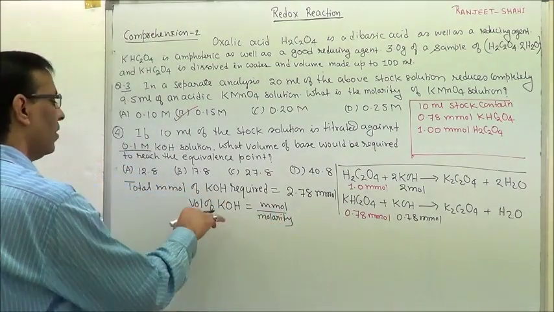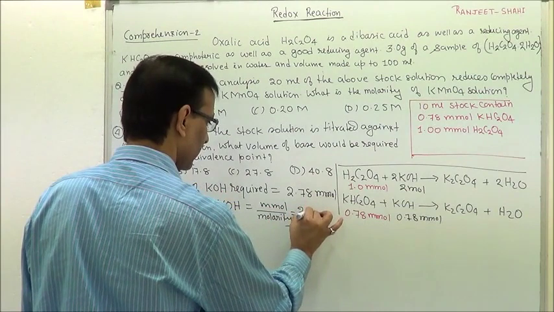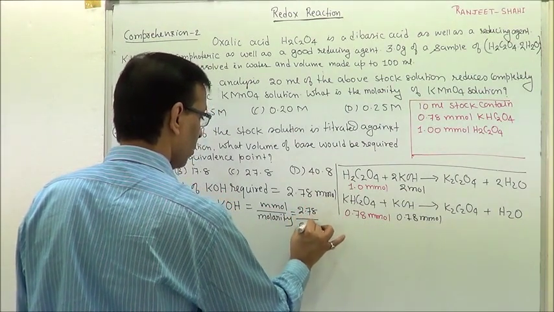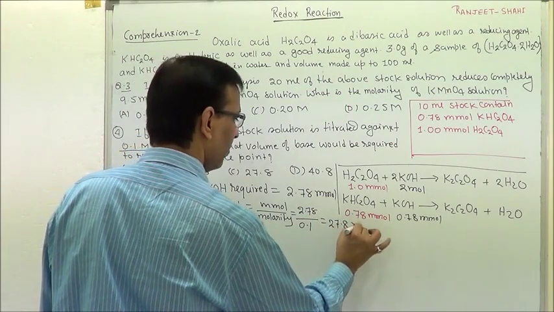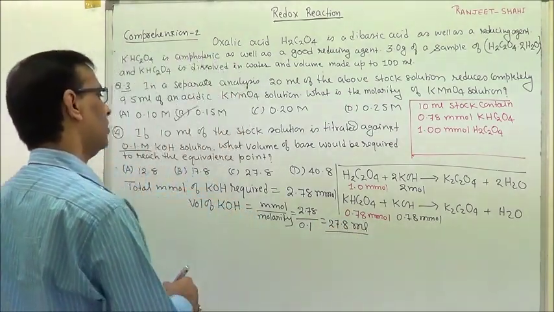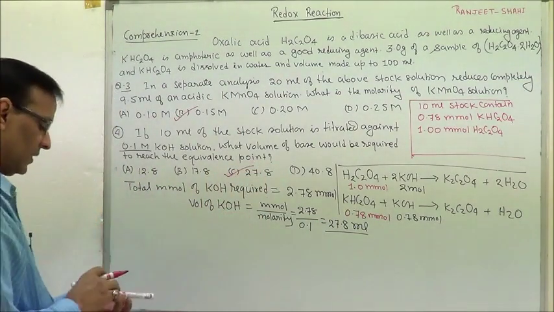As molarity into volume gives millimole, so it is 2.78 divided by 0.1, so 27.8 milliliter. 27.8 milliliter. So the answer is C.